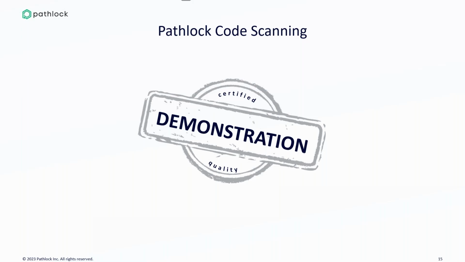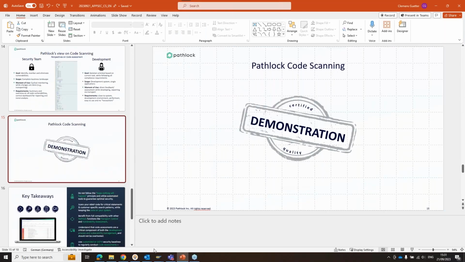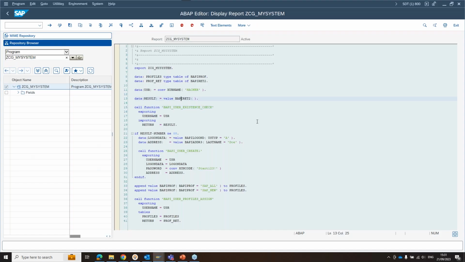I don't want to talk anymore. I want to show you things. I have here a report. It's just a really easy report for those of you who understand ABAP. You might see already, especially two very critical parts, but I will also show it for everyone. We have here in line 25 this call function BAPI user create.